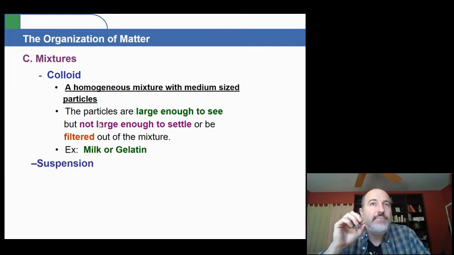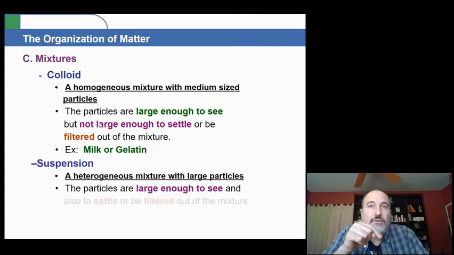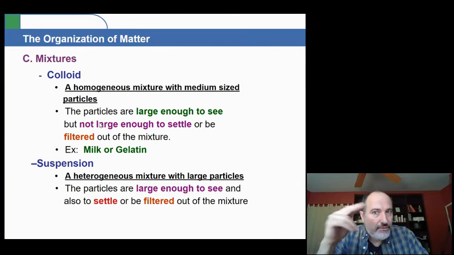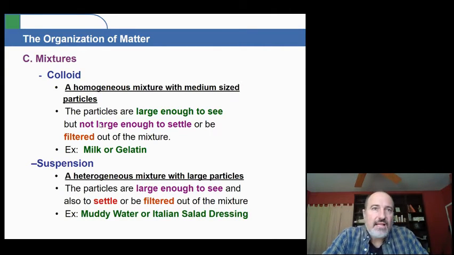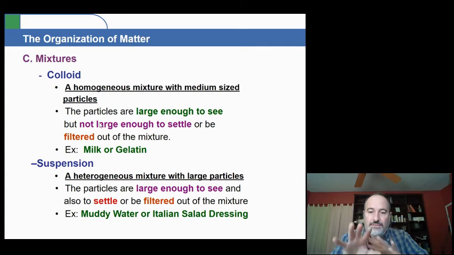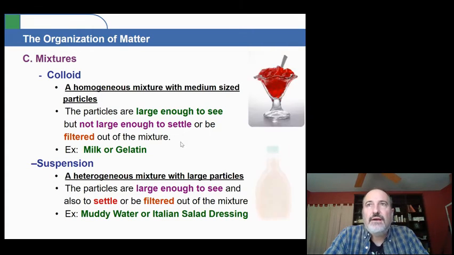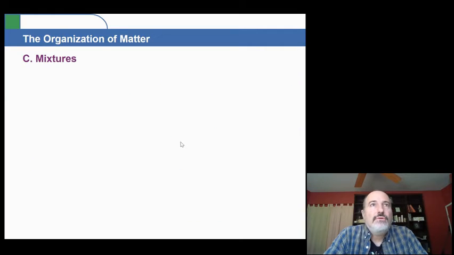Now, the last one is suspensions. These are heterogeneous mixtures with large particles. These particles are large enough to see and large enough to be filtered out or settle to the bottom. Think of muddy water or Italian salad dressing, the kind you have to shake up before you use it. When you first pull it out of the refrigerator, the little herbs and spices and things like that are often just settled at the bottom. So you have to shake it up in order to mix them up, and then after a while, they will settle back down. So if they settle, that's a good clue that it is a suspension. All right, so here are some examples of those.